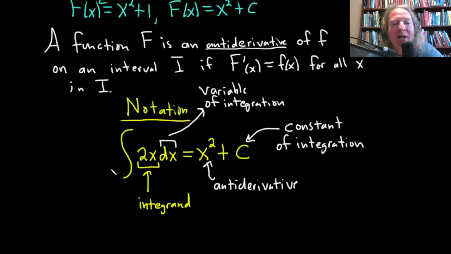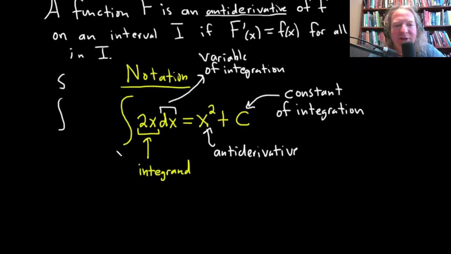And this elongated S looks like someone took the letter S and stretched it. This is the integral symbol. So again, this process of finding a function whose derivative is 2x, this process of going backwards, it's called antidifferentiation or integration. This is called an indefinite integral. So indefinite integral. I'm going to write that down.